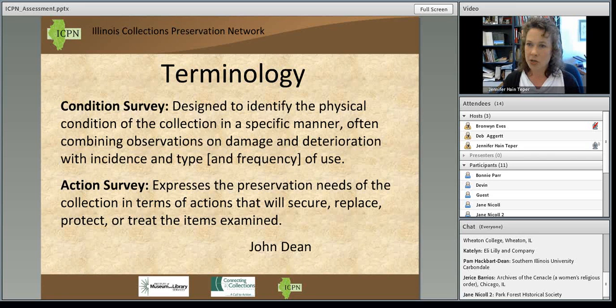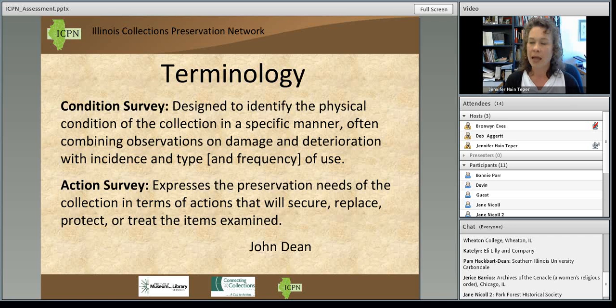An action survey is still statistically based and is still looking conceivably at exactly the same materials. But as opposed to looking at and recording the damage that you're seeing, it's looking at the damaged material, but recording what needs to be done. And this is actually a far more useful approach if you have the expertise to be able to do it.